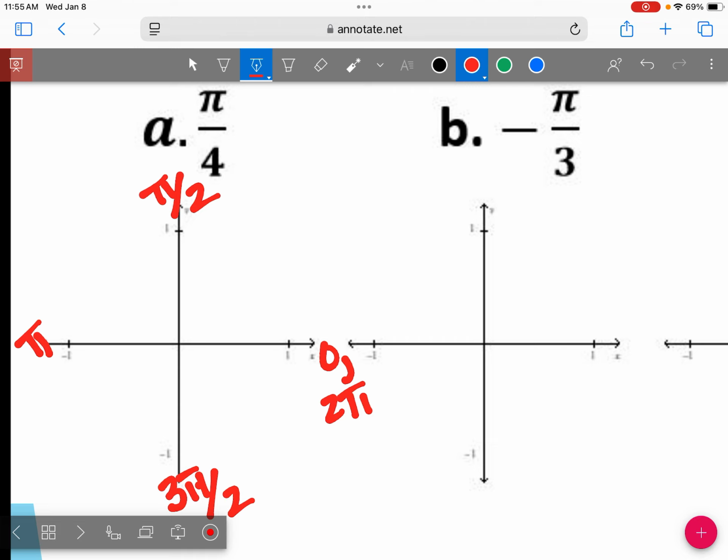So this is kind of like saying 1/4. Do you think 1/4 is more than 1/2? Or do you think 1/4 is less than 1/2? Less than 1/2. So pi over 4, this is my initial side. Pi over 4 is going to be about here. That's pi over 4.